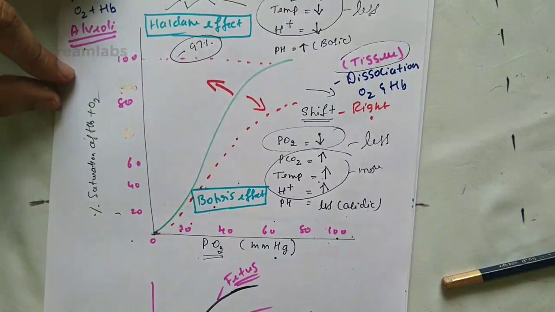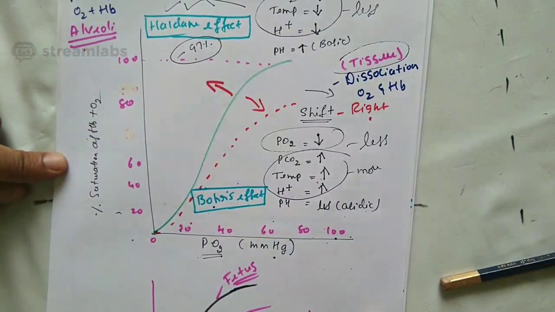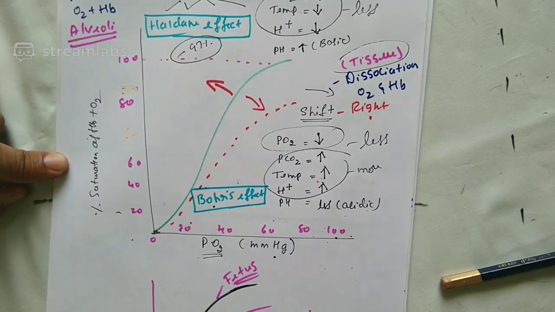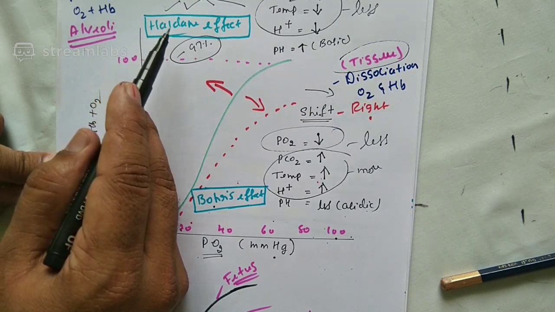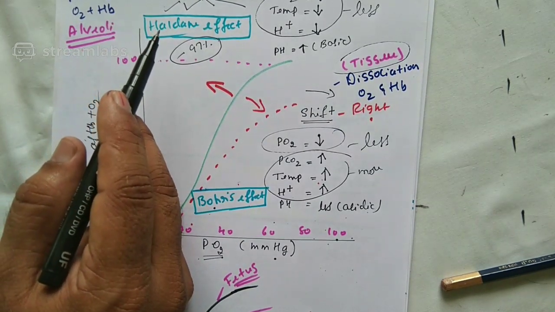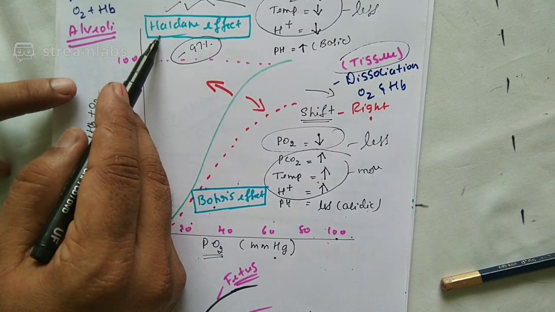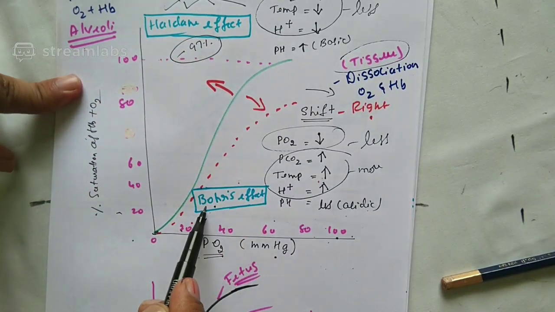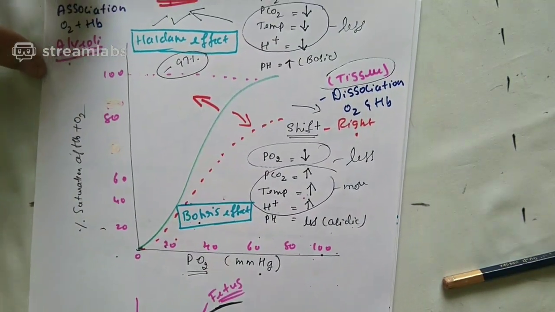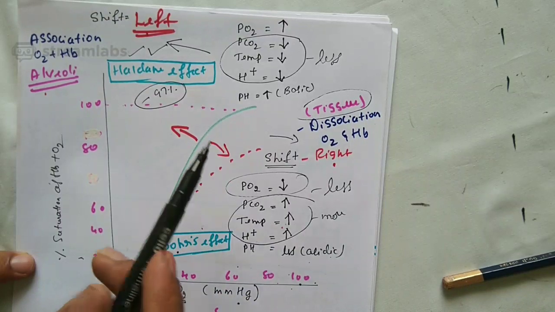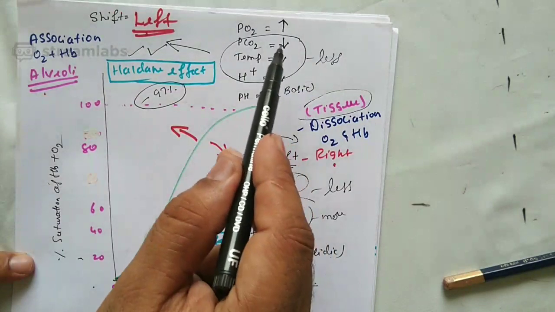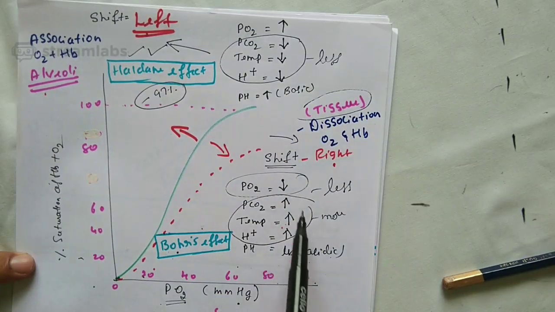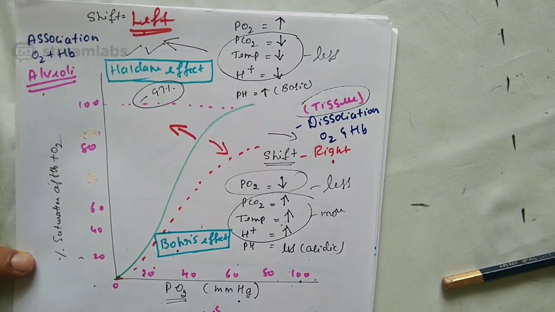How to remember? See here. Bohr starts with a B. B means below. The graph is coming below. H means height. Height means the graph is moving above. So remember, if it is moving above, it's the Haldane effect. If it's moving below, it's the Bohr effect. Shift towards the right side. Left means association, right means dissociation. Conditions for association, conditions for dissociation. Hope the matter is very clear.